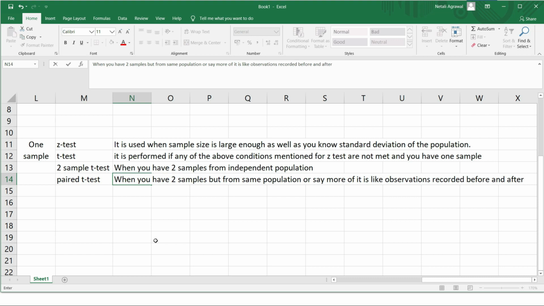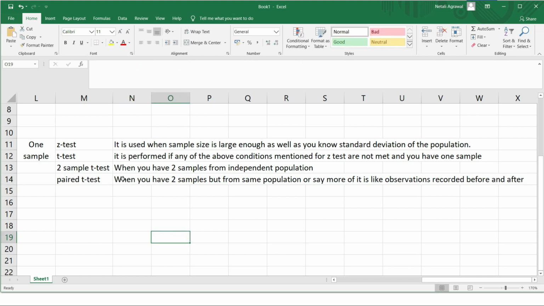So now let's see a quick example for all these four tests, when to perform what. So z-test, as I told you, it is for one sample where n size is greater than 30 and the standard deviation of population is known.